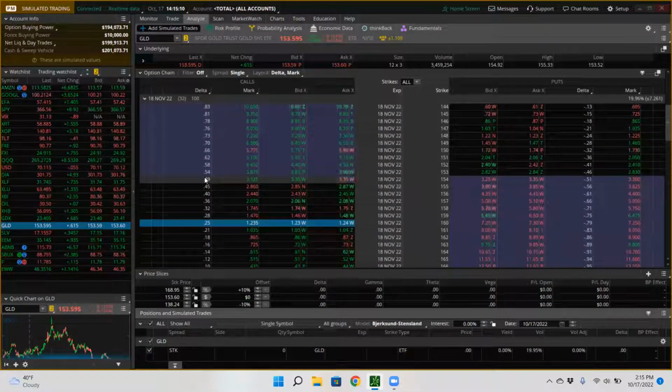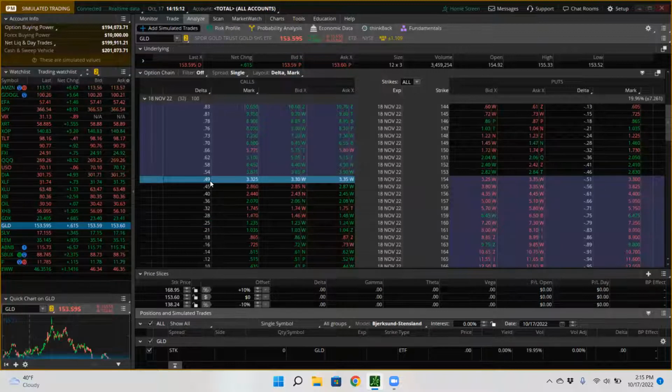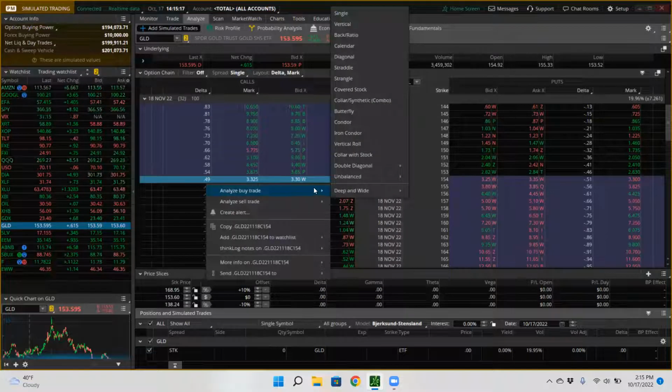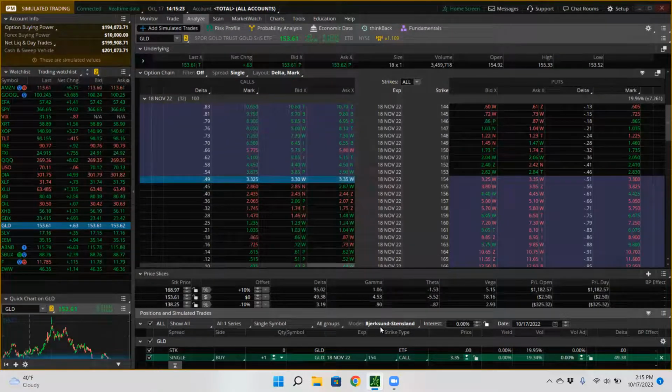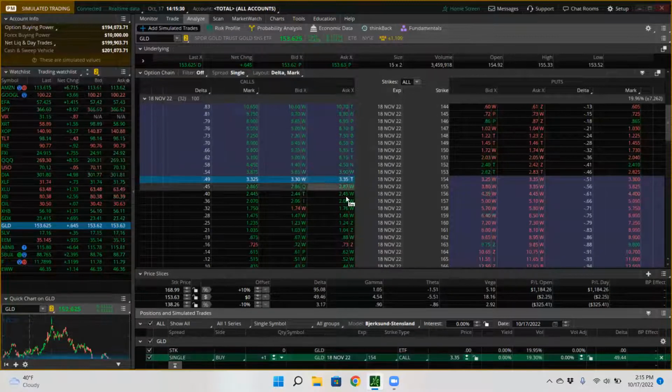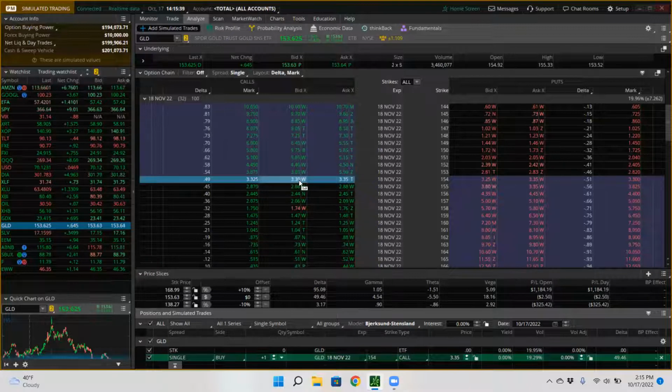So if we look here, let's select the 50 delta, and we'll put on a quick single buy. We'll buy the call option. You can see this dropped down to $3.35. It did not ask for the mark or the mid price. It went to the ask price. Anytime you're going to buy an option, you'll be looking at the ask price, and anytime you sell an option, you'll be looking at the bid price, just the way the math works out.